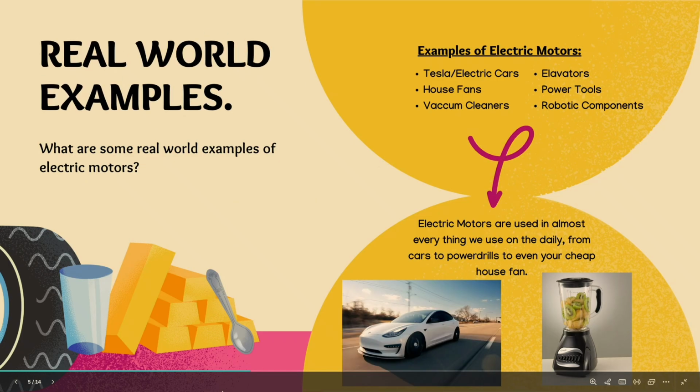So here are some real-world examples. You've all seen Teslas. That's normally what people think of when they think of an electric motor. Electric cars. And then you've got things that you use almost every day. You've got elevators, vacuum cleaners, house fans, even power tools and parts of robots are electric motors. And like I said, they're used in everything we use daily, almost everything, and just very, very cheap and implemented widely.